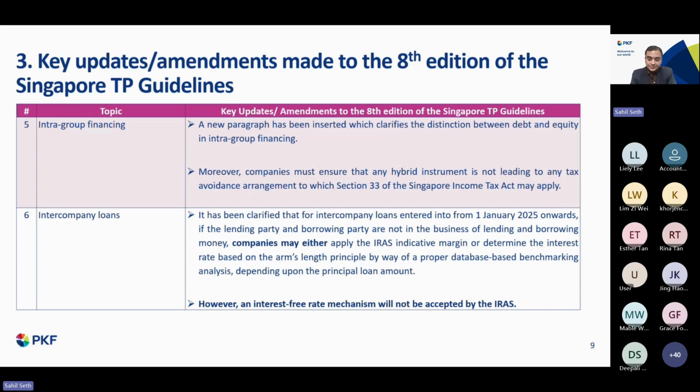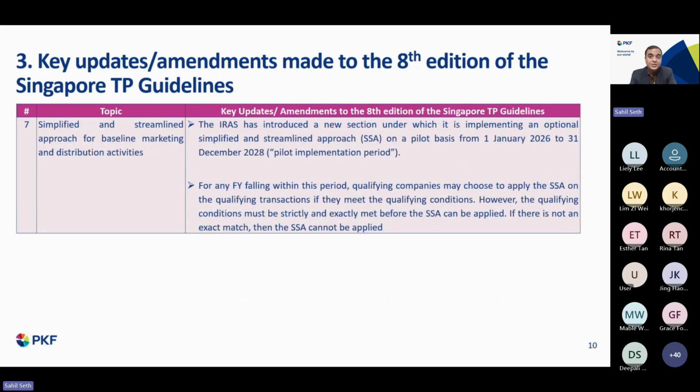The last and the newest amendment is the simplified and streamlined approach for baseline marketing and distribution activities. Now, this is purely taking reference from the OECD BEPS Pillar 1 and Pillar 2, right? Pillar 1 has two amounts, Amount A and Amount B. Pillar 1 has certain thresholds, Pillar 2 has certain thresholds. Pillar 1, in layman's terms, is talking about the profit split between the key entities, the residual entities, and the low value adding entities. And Pillar 2, which is the hottest topic now, is towards the minimum effective tax rate of 15%.